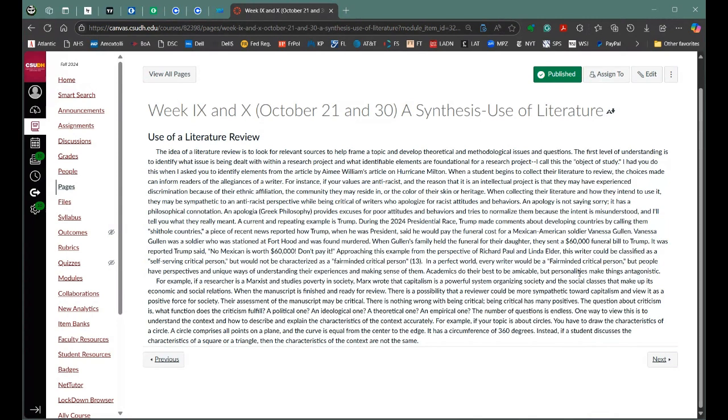But as you're reading the article, you can begin to identify what part of that story you want to focus on, right? And that's what I would call delimiting the focus of the research, which means that you're focusing your research on a particular element or aspect of a much larger social phenomenon. Okay. All right. So when a student begins to collect their literature review, the choices made can inform readers of the allegiance of a writer.